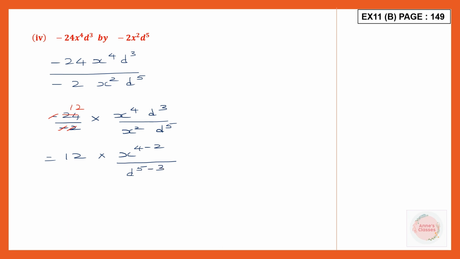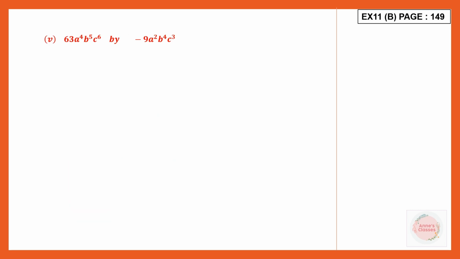So here when you simplify, what do you get? 12 into x to the power of 4 minus 2 is 2, and d to the power of 5 minus 3 is 2. So this is what we get. So let's write our final answer, 12x square by d square. So this is how we've got our final answer here.